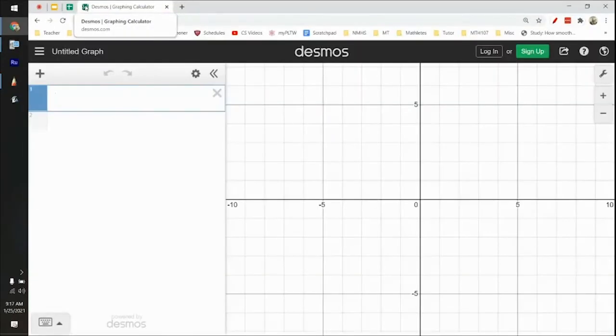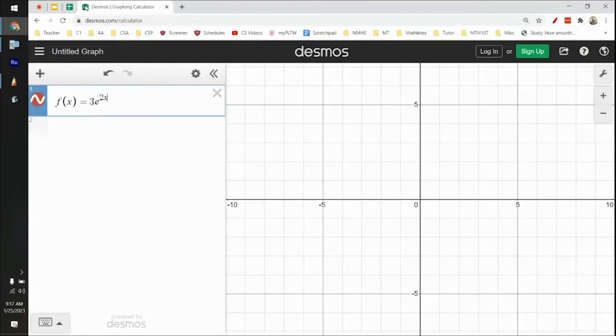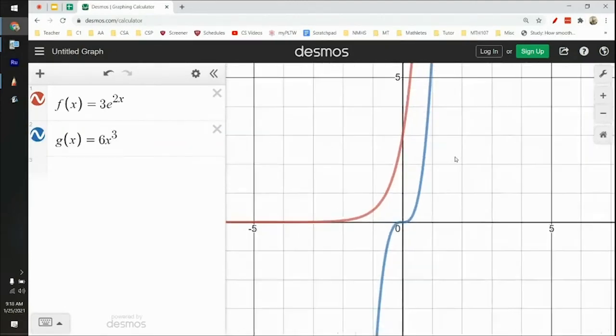Check this out. I graphed the derivative, so it's hard to tell the tangent lines, but watch this. If I do f of x is equal to, what was it, 3e to the 2x, and then g of x was equal to 6x to the third. If you look at these, this is going to be kind of hard to find. We're looking for where the tangent lines are equal.